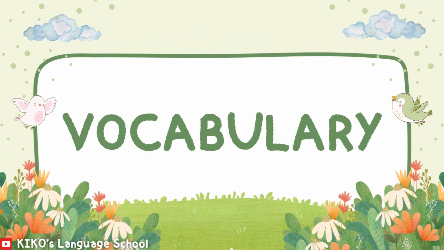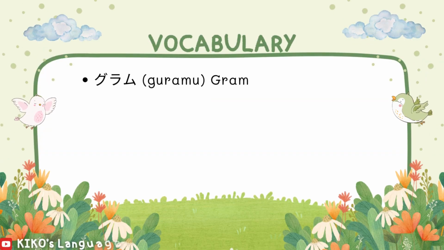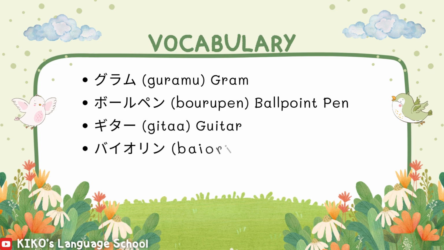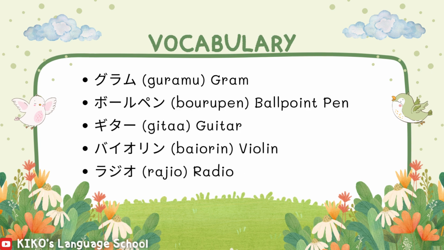Now, let's learn some words we can write and read using these letters. Guramu, gram. Boru pen, ballpoint pen. Guitar, guitar. Violin, violin. Radio, radio.